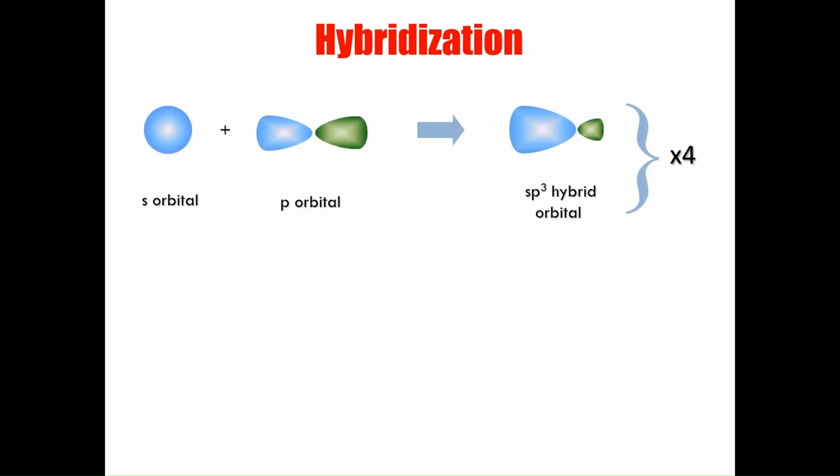So to review, you have one s orbital with a single electron that will hybridize or merge with 3 p orbitals, each with an individual electron, to create 4 sp3 hybrid orbitals with this very distinct size and shape. Please note that this dumbbell shape is of one single p orbital, and so you'll have 3 of these shapes merging with this s orbital to create 4 of these hybrid orbitals.